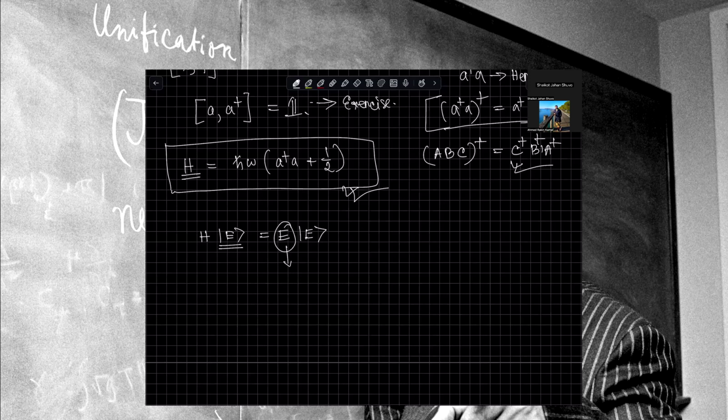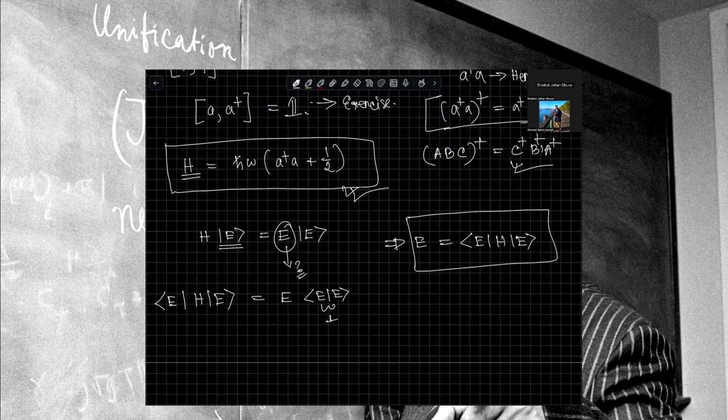We want to find this number, the energy, right? So what we can do is try to sandwich this. Since these are orthonormal basis vectors, this is 1. So the value of energy is something that looks like this. There's a bra, there's a ket, there's an operator in between. This is the structure of an expectation value, or the so-called average value.